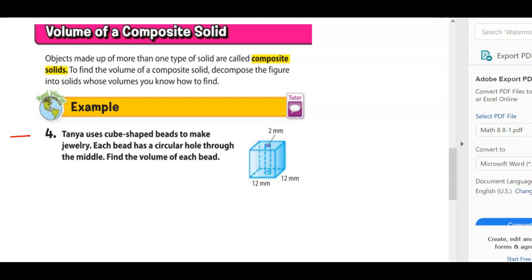Each bead has a circular hole through the middle. Find the volume of the bead. So we've just got this cube over here, and then there's a hole down the middle of this cube. So we're going to find the volume of the whole thing, and then we're just going to take away the volume of that cylinder right there.